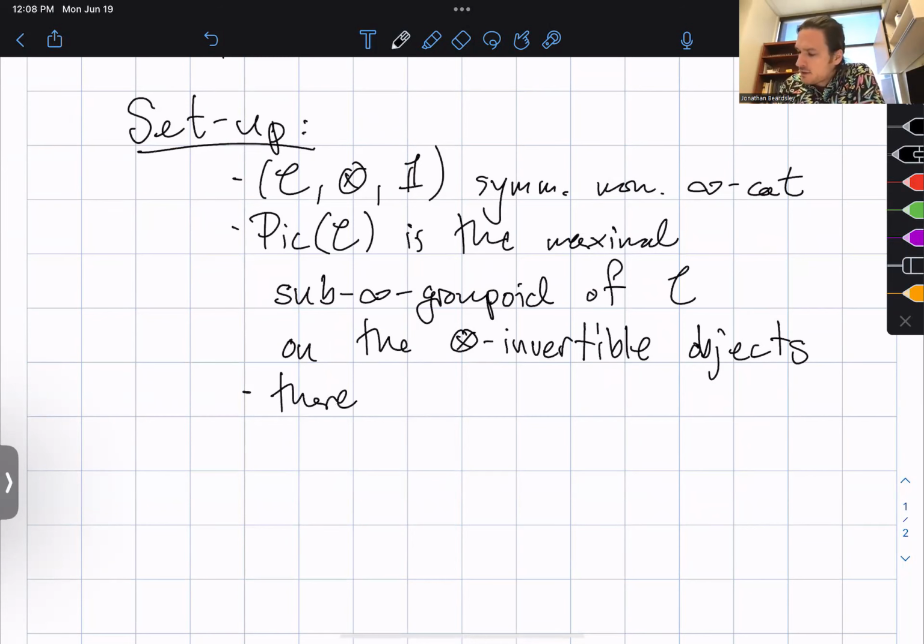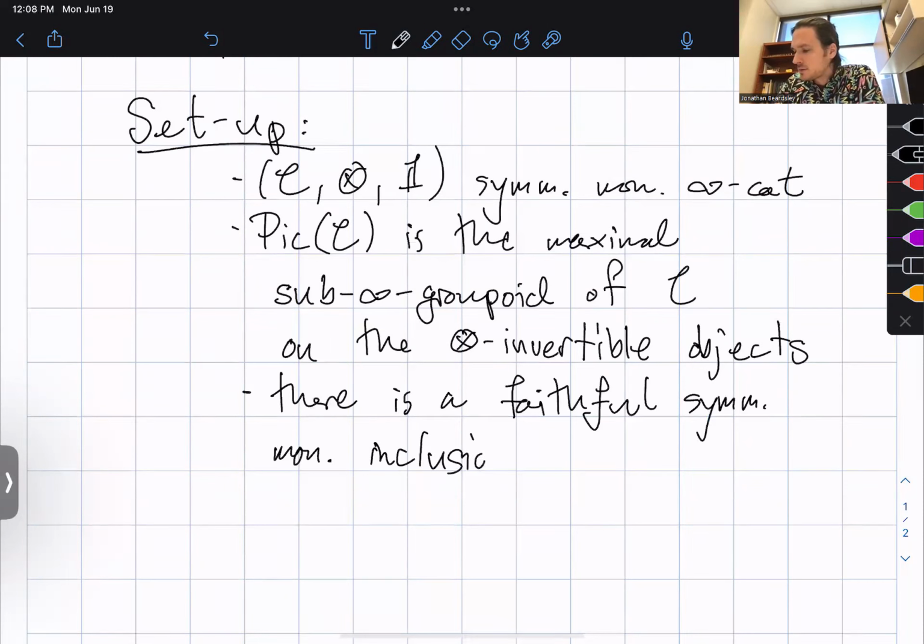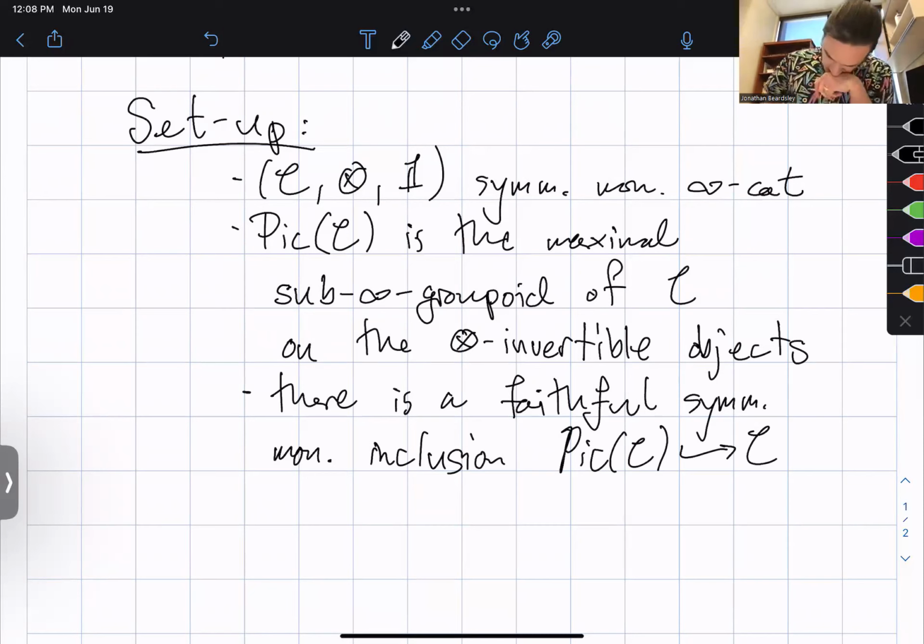There is a faithful symmetric monoidal inclusion from this infinity groupoid into C itself. So anyway, this is an infinite loop space. This is one of my favorite things about working in the infinity categorical framework, that this is a space, an infinite loop space, but it includes into a category. So this puts all of this stuff on the same footing in a really useful way.